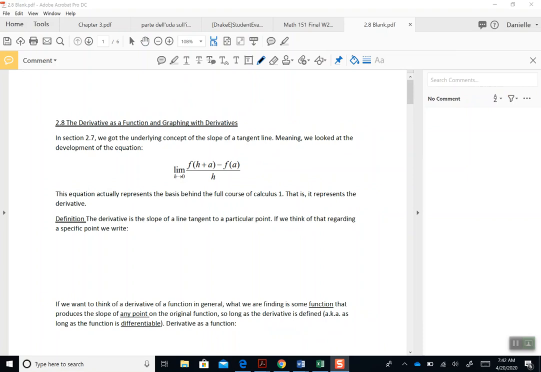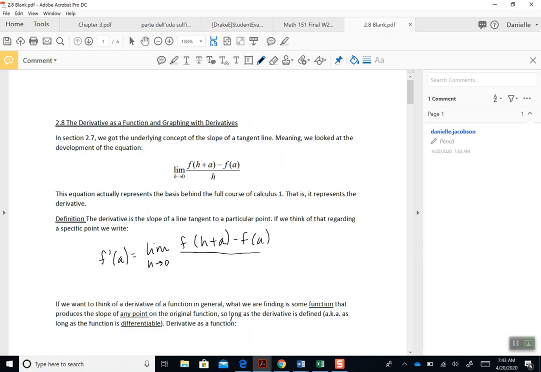All right, so let's get the exact definition in for a derivative and also the notation that we'll be using. The derivative is the slope of a line tangent to a particular point. That should sound familiar. If we think of that regarding a specific point, we write f prime of a, where a is that specific point, is equal to the limit as h goes to 0 of f of h plus a, or a plus h, that part doesn't really matter, minus f of a, over h.